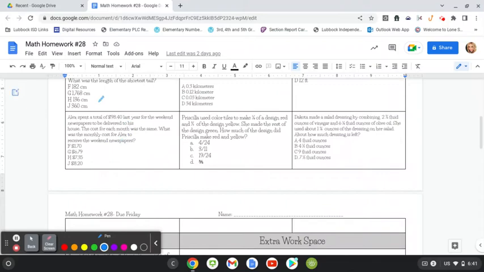Okay, so last year is a key word here. Last year for the weekend newspapers. And the word month is also, I know there are 12 months in a year. So I am going to do $98 and 40 cents divided by how many months are in a year? 12.